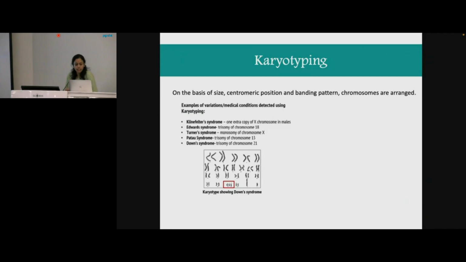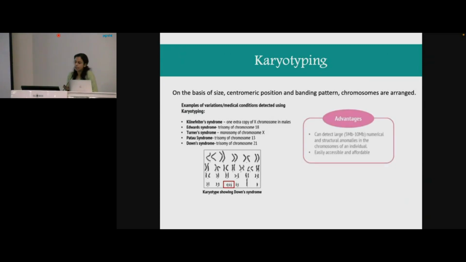Just in the case when there is a Klinefelter syndrome, Klinefelter means there is one extra X chromosome in the males. In the case of Edwards syndrome, where there is a trisomy of chromosome 18, in the case of Turner syndrome, that is XO, like there is a monosomy of chromosome X. Next is Patau syndrome, like trisomy of chromosome 13. And Down syndrome is the commonest one, where there are 3 copies of chromosome 21.